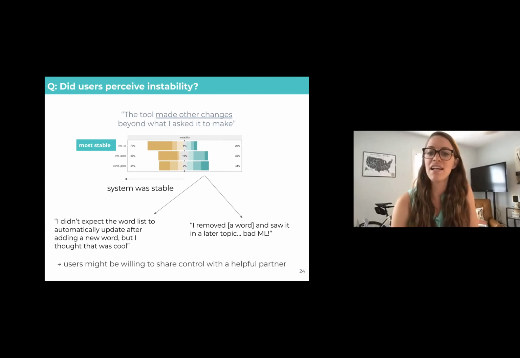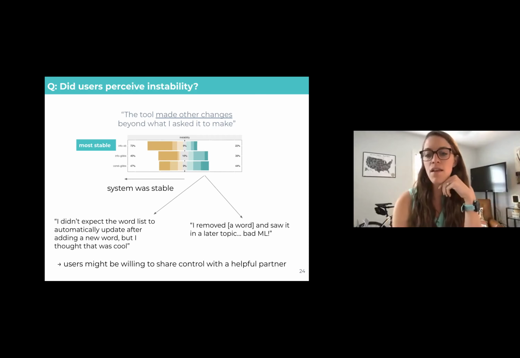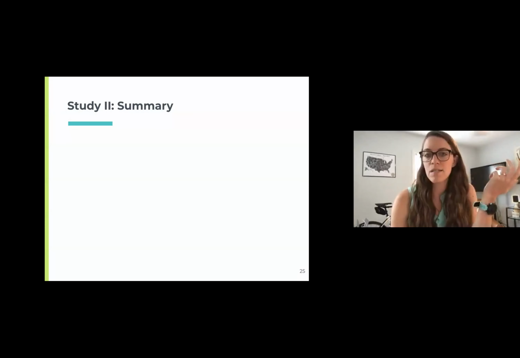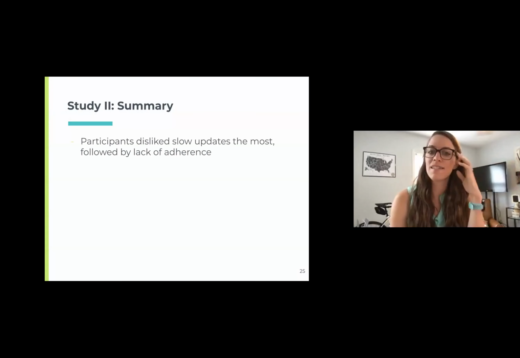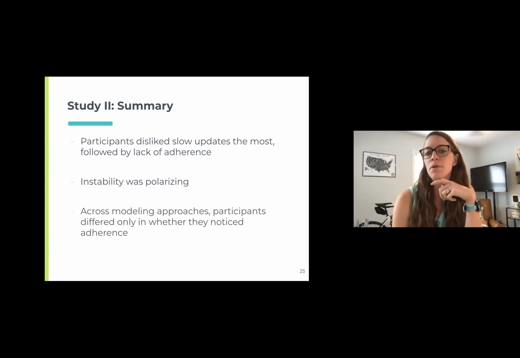So these findings again suggest that users might be willing to share control when models update with high quality or reasonable changes, but they'll be frustrated when they don't agree. So to summarize, participants disliked lack of adherence second most, behind only the slow updates. Instability was polarizing in that some participants liked it when it surfaced interesting information while others did not. And across the modeling approaches, participants differed only in whether they noticed adherence.